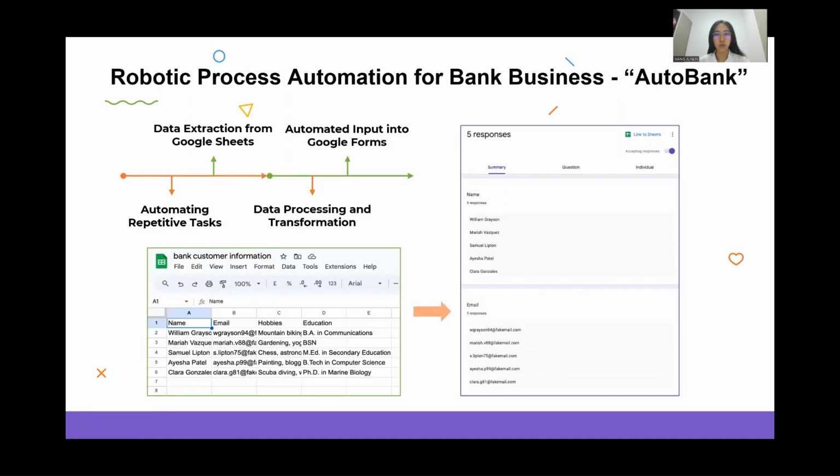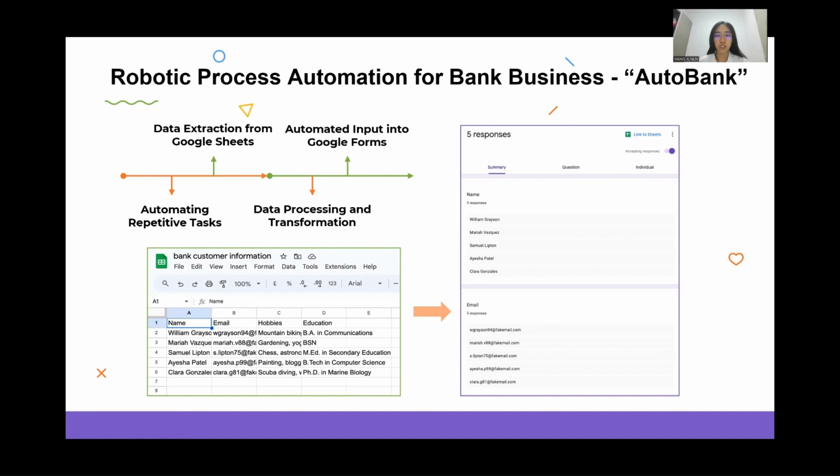For operation efficiency, we have created a robotic process automation, called AutoBank, that can be applied to deal with the issues. It can automate repetitive and rule-based tasks in banking operations, such as data entry, transaction processing, and report generation, such as processing deposit, withdrawal data, customer information data, financial data, and so on.